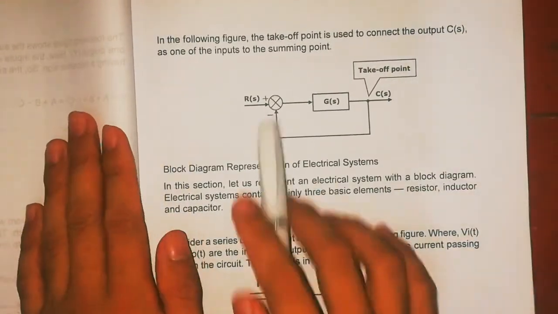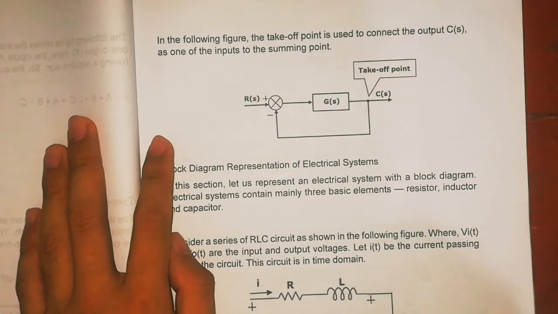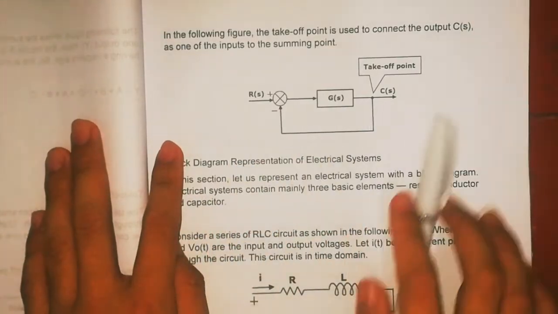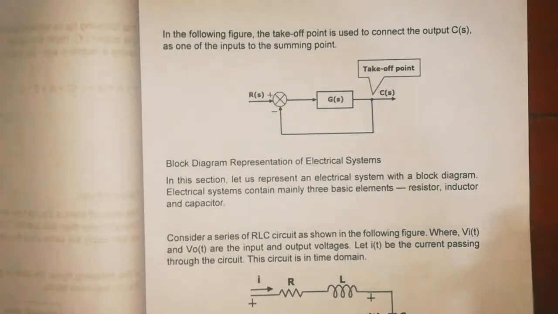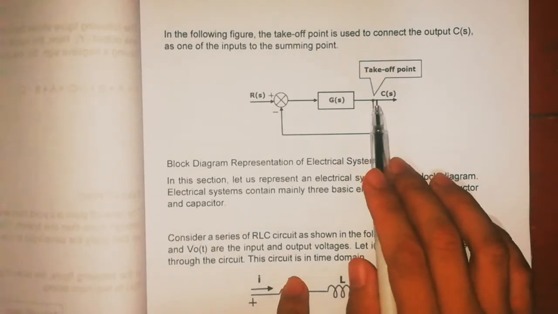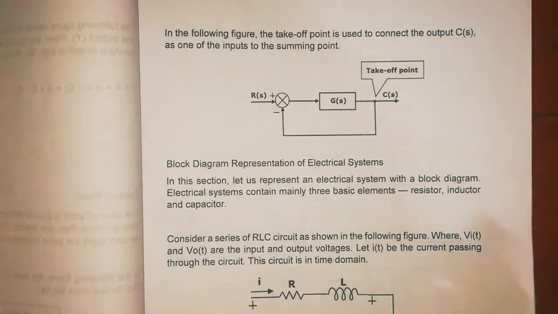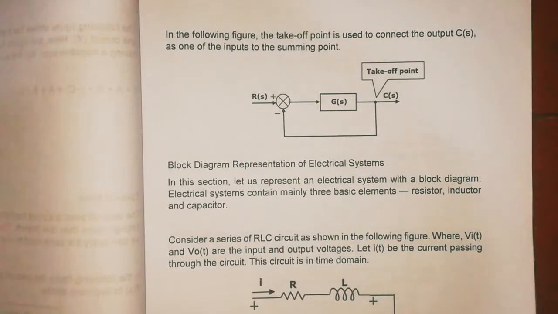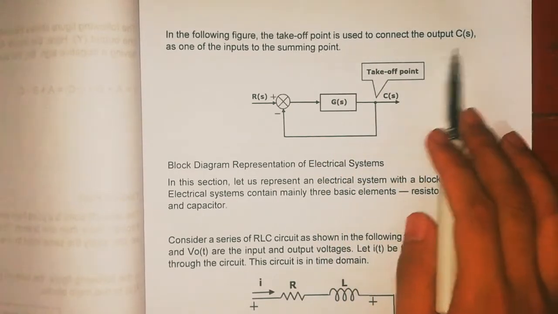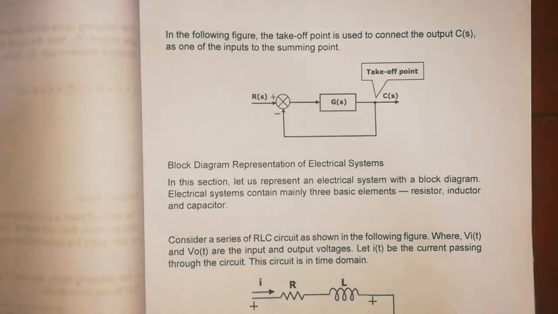In the following figure, the takeoff point is used to connect the output C(s) as one of the inputs of the summing point. So as represented dito sa closed loop diagram, yung takeoff point, ginamit siya para i-connect yung output saka yung input. Di ba, yung input ng summing point. So input ng summing point na negative feedback. So take note, ginamit yung takeoff point. So the output C(s) saka input ng summing point na negative feedback.